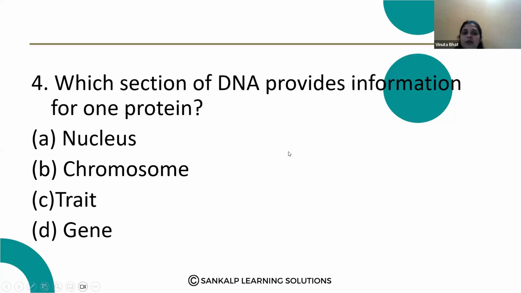Next question. Which section of the DNA provides information for one protein? Option A nucleus, option B chromosome, option C trait, option D gene. Here, the section of the DNA which provides the information for the protein, that is option D gene. Gene is the segment of the DNA that provides the information for one protein. Option D is the correct answer.